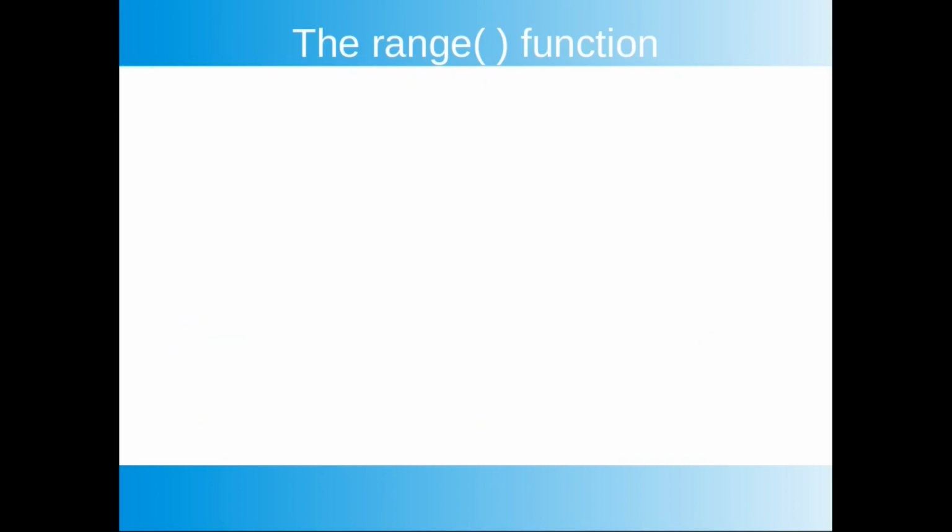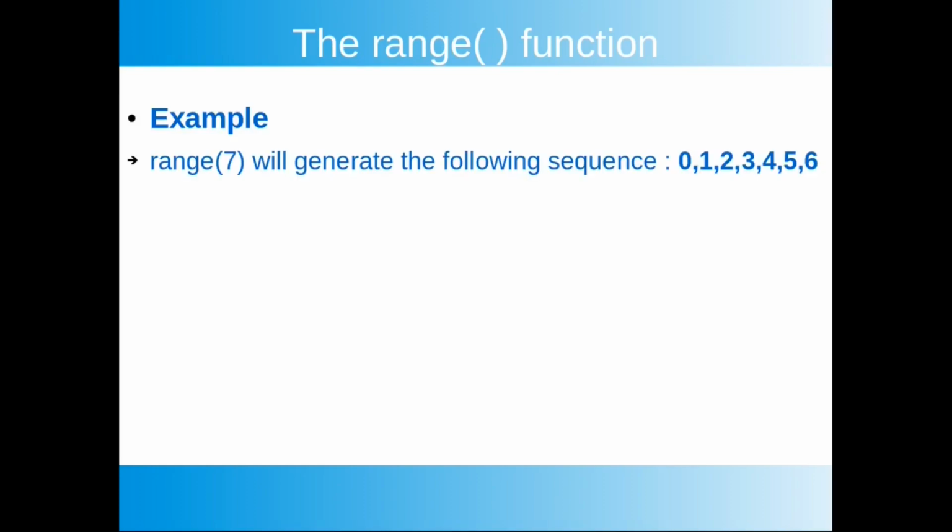So let us try to understand how the range function works, or how it gets executed, by using some examples. Here we have given range, and inside the range function we have given the upper limit. So it will generate the following sequence: 0, 1, 2, 3, 4, 5 and 6. Note that the upper limit is not included in the range function, and as we have not given the lower limit, the range will generate the sequence which starts from 0.